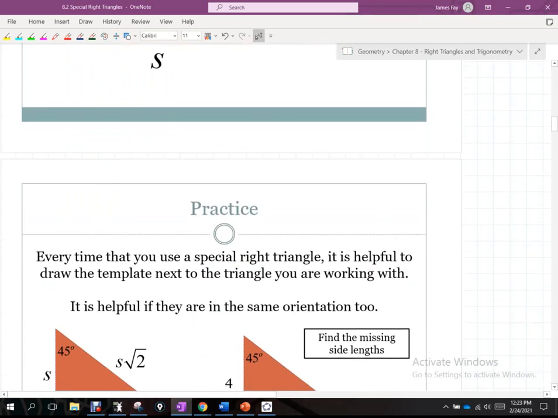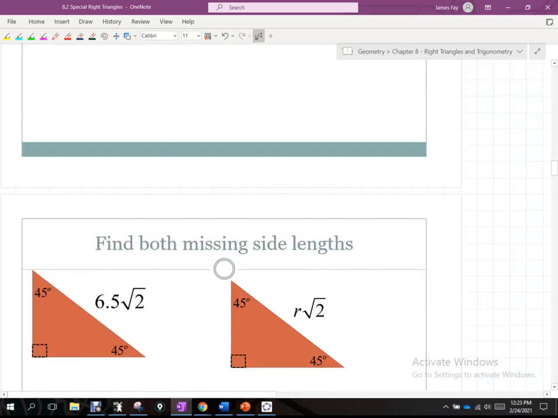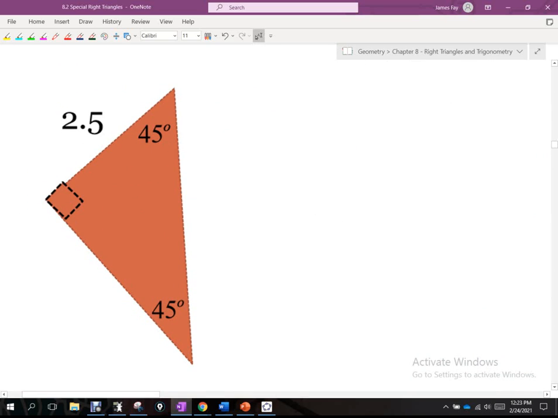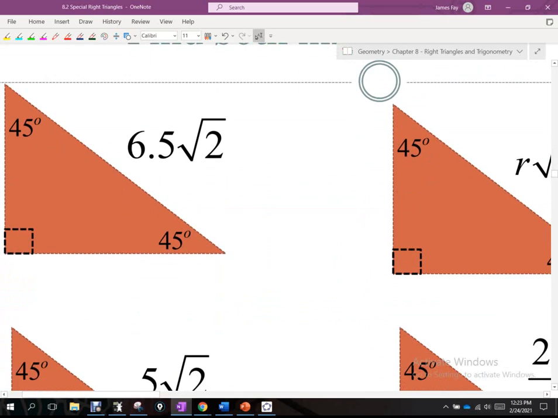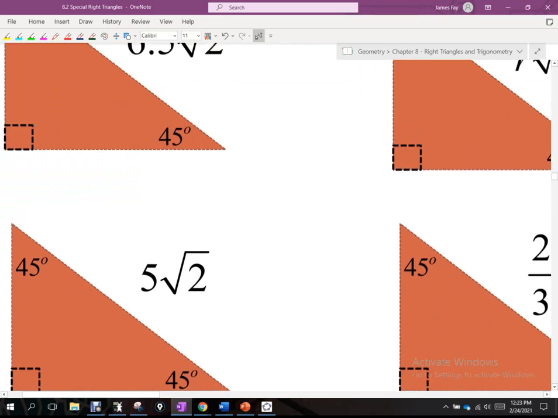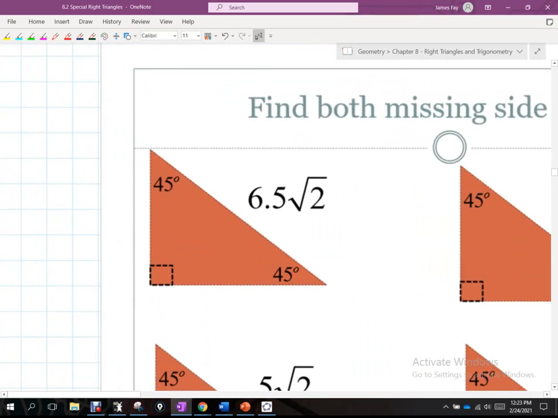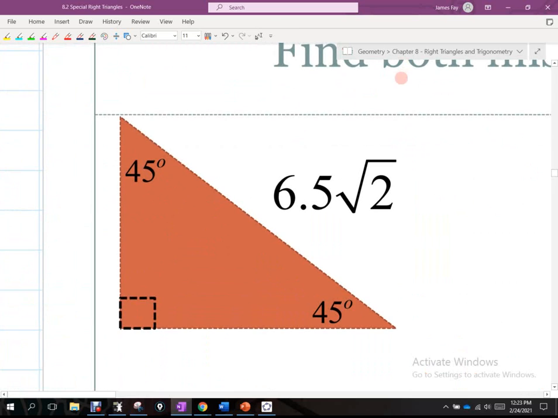Let's go through and do something like this. It's a 45, 45, 90. What's the hypotenuse here going to be? 2.5 times radical 2. Pretty easy, right? Let's go down to this example here. Are they giving me n here? No, but yes, indirectly, right? Because this is the n radical 2 side. So the n is the 6.5. Does that make sense, everybody?